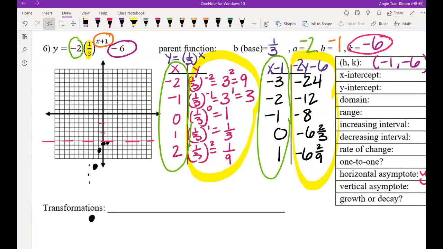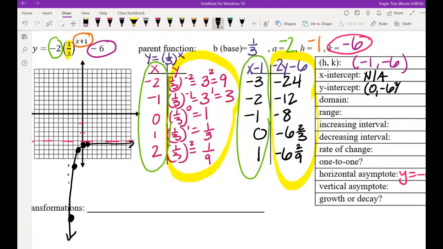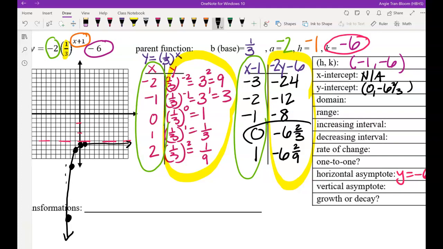Okay, so let's plot the dots. Hug the asymptote, go all the way down. There you go. Okay. All right, look at that, guys. Now let's look at it. We do not have an x-intercept since it would never hit the x-axis. We have a y-intercept because x is 0: (0, -6 2/3), okay, from the table here.